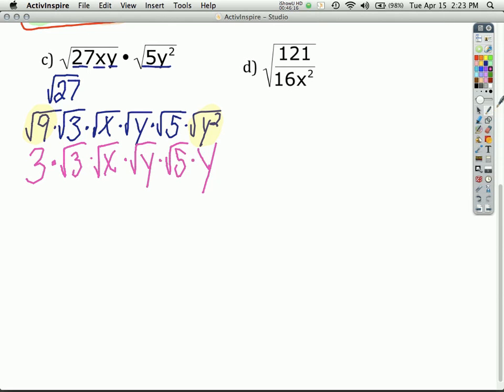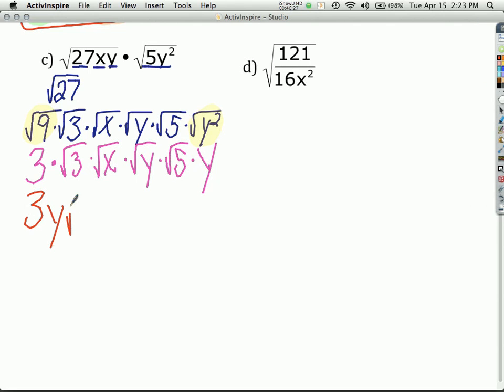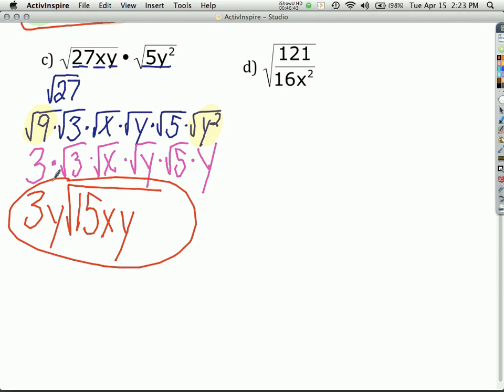Anything outside the radical jumps to the front of the line. Anything inside the radical gets pushed back together inside one radical. So the 3 and the y comes to the front of the line. And then we're going to make one radical for the back of the line. And now you have to multiply numbers that are inside the radical. Radical 3 and radical 5 is radical 15. And then we have an x and a y. And that is it. We have simplified the expression. Any comments, questions, concerns?